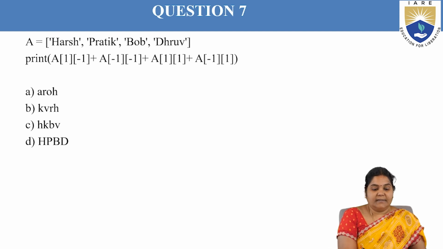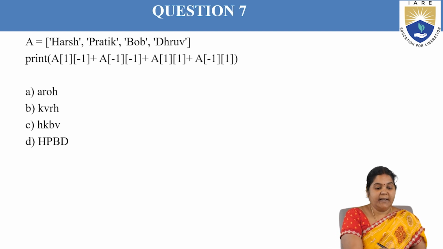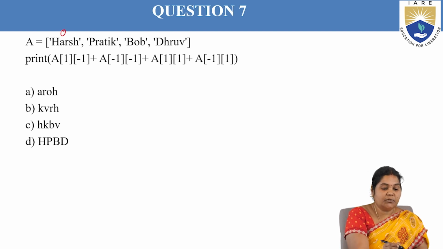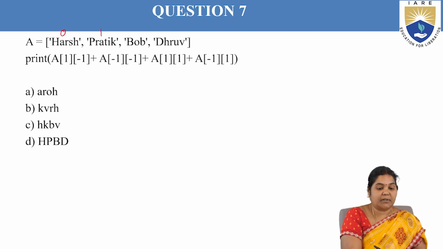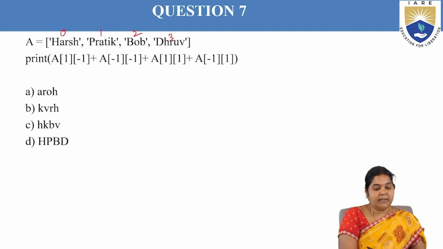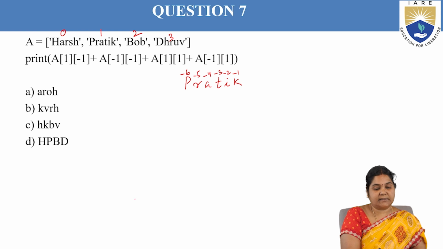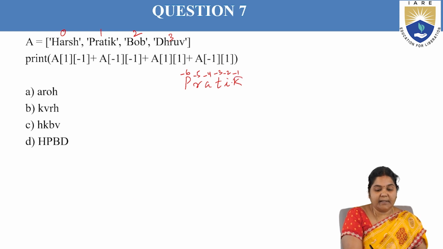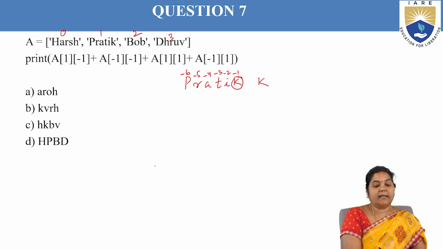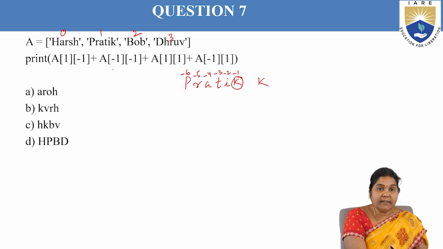Now, the next question is again on lists. A is a list containing 4 words. At the 0th index we have Harsh, first index we have Pratik, second index we have Bob, and third index we have Dhruv. Now A of 1 of minus 1: 1 is the first word, so Pratik. In indexing from the right, this is minus 1, minus 2, minus 3, minus 4, minus 5 and minus 6. Which is there at minus 1? K. So we got the answer as K. Now this is A of minus 1 of minus 1.